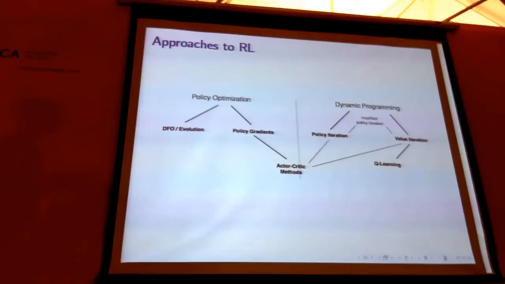In certain cases, you can exactly solve control problems using dynamic programming, so you can come up with algorithms that exactly solve problems under certain circumstances, and then you can say, okay, what if we're in a slightly harder setting? Do these algorithms still work? And it turns out that you have to modify them in certain ways. Policy iteration and value iteration are two algorithms that will exactly solve Markov decision processes and find the optimal policy.